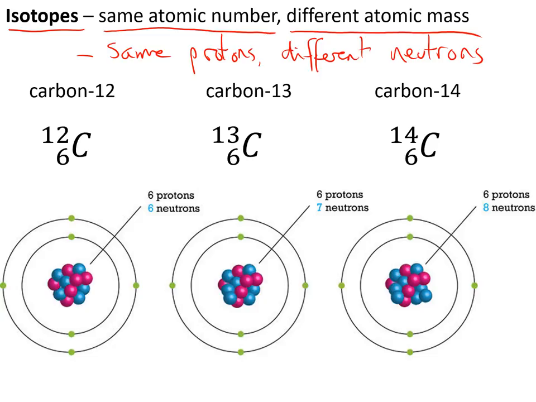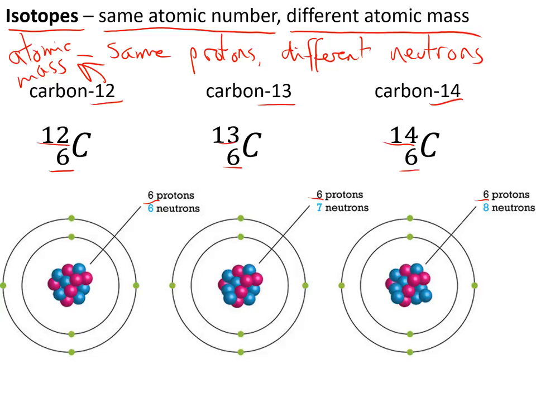Okay, so for example, there are three isotopes of carbon: carbon 12, carbon 13, and carbon 14. That number that we use when we write these isotopes is just the atomic mass. Because they're all carbons, they've all got the same atomic number, which means they've all got six protons and six electrons. And you can see that here: six protons, six protons, six protons. What's different is the atomic mass, which means they've got different numbers of neutrons.